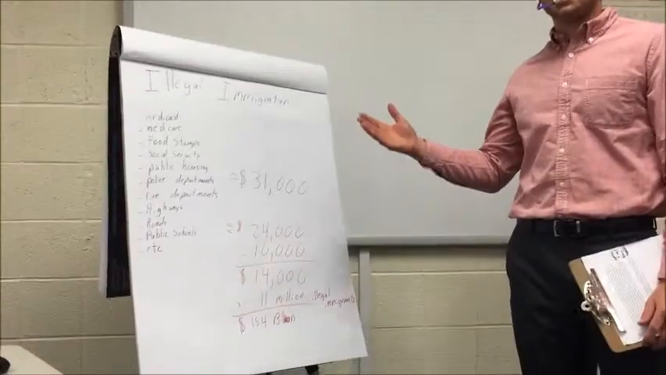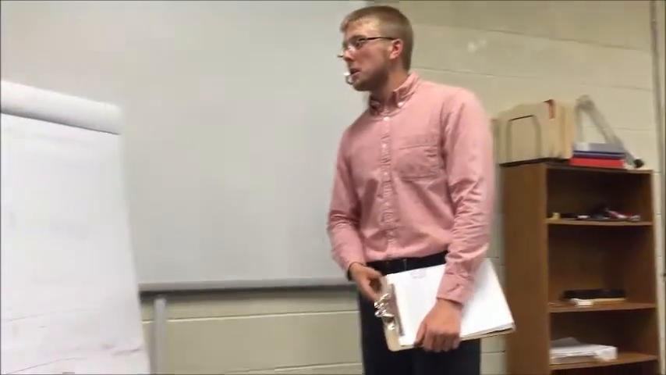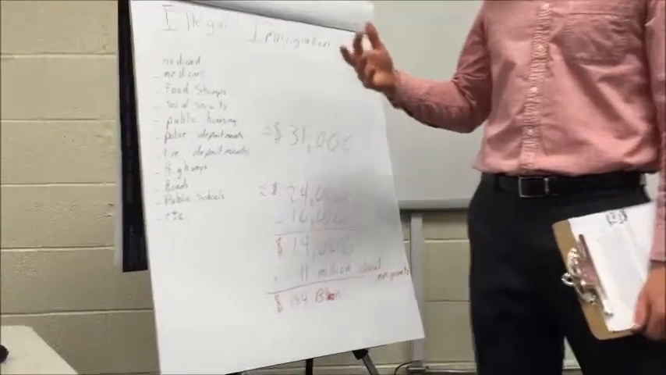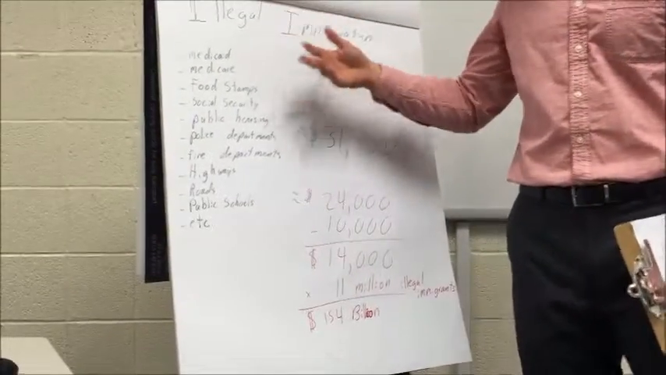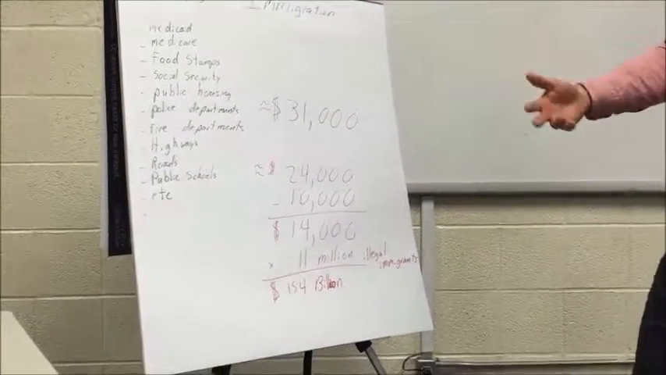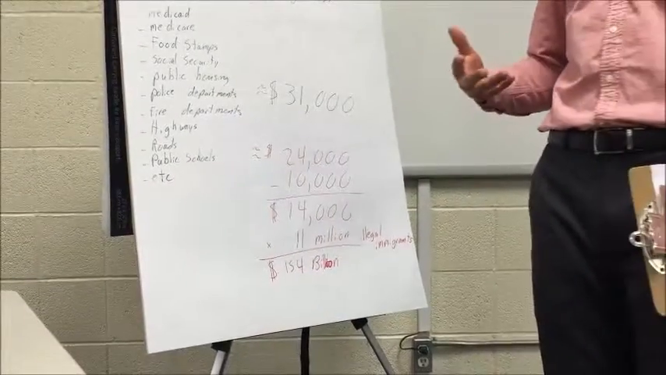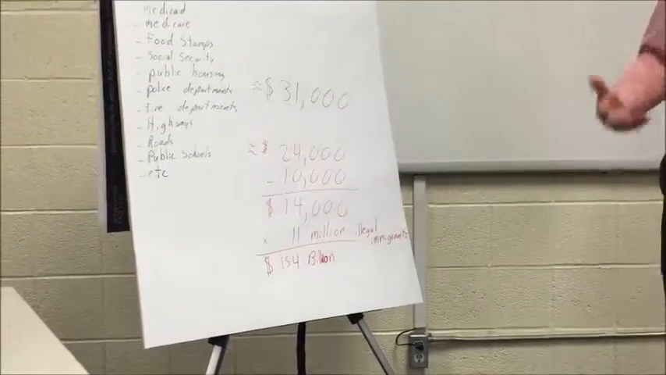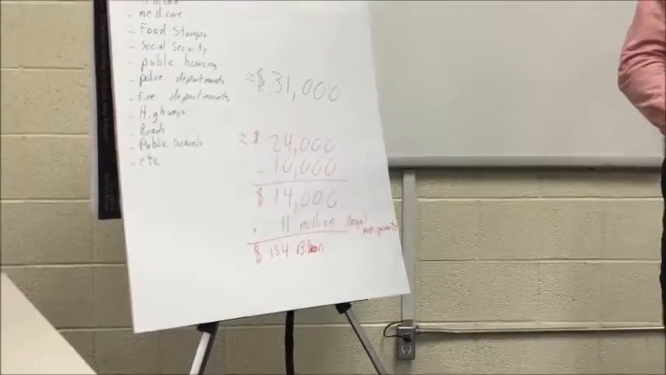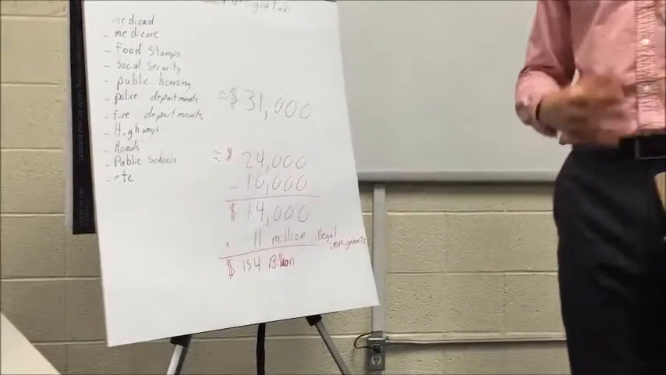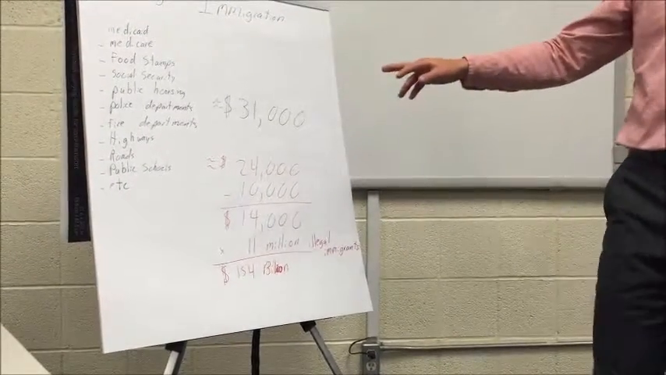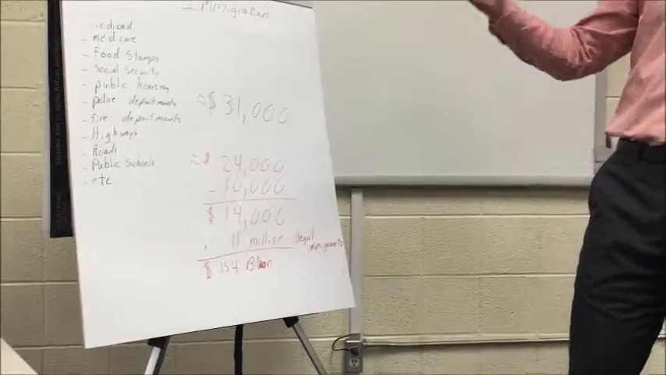I'm going to focus on the illegal immigration side of things for a second, since it's so prevalent in our current presidential elections. Currently, U.S. citizens receive government services such as Medicare, Medicaid, food stamps, Social Security, public housing, police departments, fire departments, highways, public roads, and public schools. The average U.S. household receives $31,000 in benefits like these.